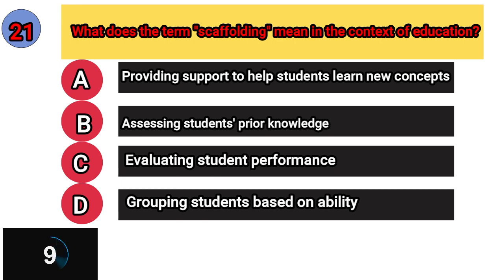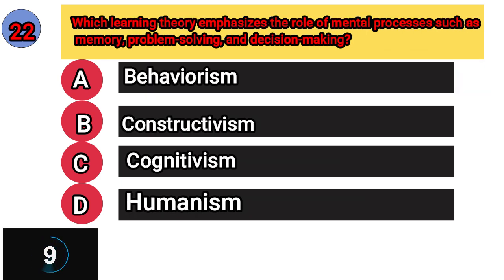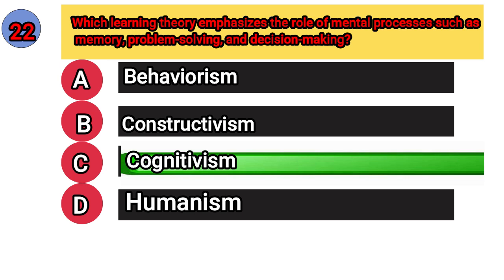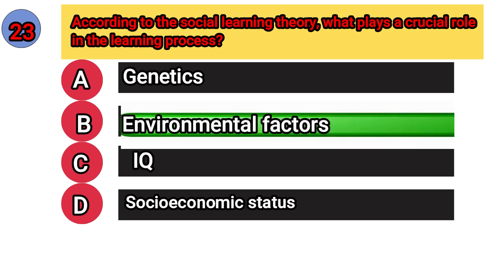What does the term scaffolding mean in the context of education? Providing support to help students learn new concepts, assessing students' prior knowledge, evaluating students' performance, grouping students based on ability. And correct option is option A, providing support to help students learn new concepts. Which learning theory emphasizes the role of mental processes such as memory, problem solving, and decision making? Behaviorism, constructivism, cognitivism, humanism. The correct option is option C, cognitivism. According to the social learning theory, what plays a crucial role in the learning process? Genetics, environmental factors, IQ, socioeconomic status. And the correct answer is option B, environmental factors.